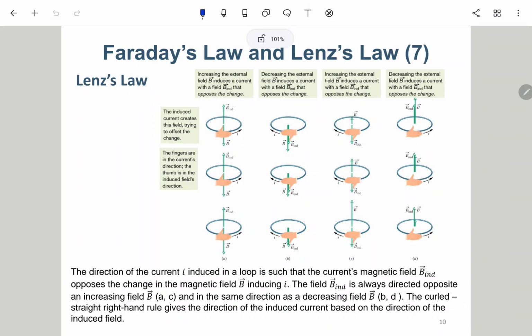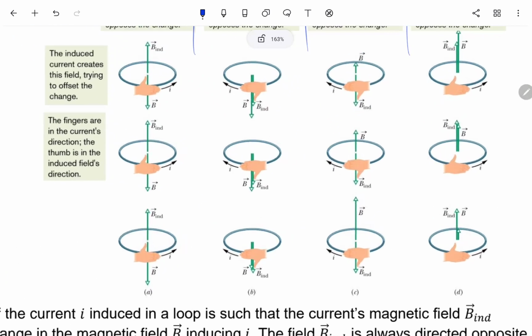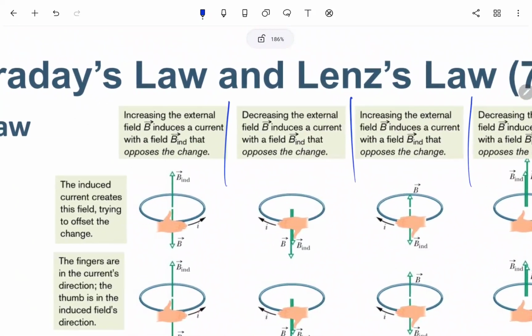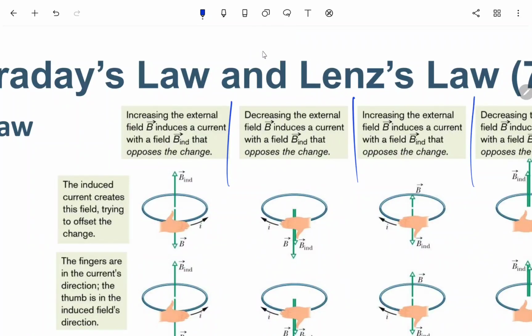Okay, so here we have a more complicated figure. There are actually four cases, so that you can understand it clearly. So first of all, the induced current creates this field to try to offset the change. Okay, so here: increase the external B field, induce a current with a field B induced that opposes the change.